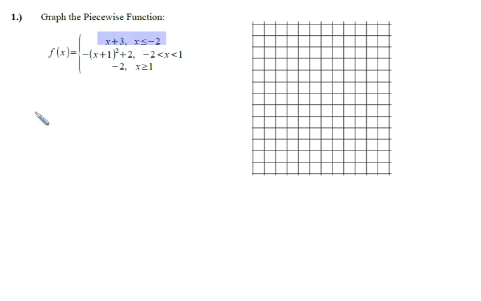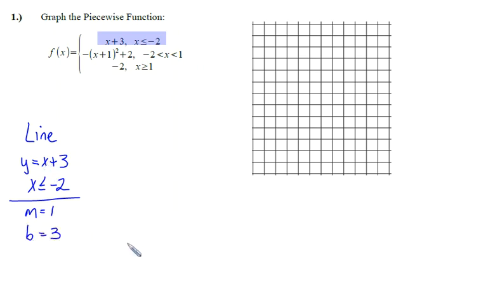The first piece to the function is a line. The line would normally be written as y equals x plus 3. But this portion of the line we want is only the piece where x is less than or equal to negative 2. When we consider the line, the slope of that line is positive 1, the number attached to the x, and the y-intercept is 3. So when we go to sketch the graph, we want a line with a y-intercept of 3 and a slope of 1.